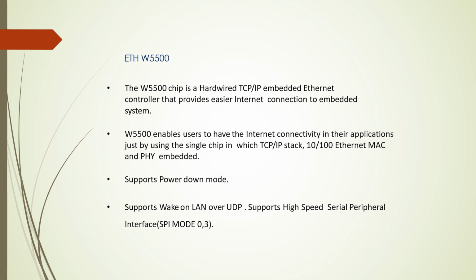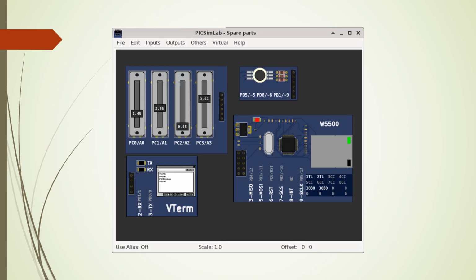Ethernet W5500 is a hardwired TCP IP embedded Ethernet controller that provides easier internet connection to embedded systems. W5500 enables users to have internet connectivity in their applications by using a single chip, in which TCP IP stack, 10/100 Ethernet MAC, and PHY are embedded. It supports power down mode, supports wake on LAN over UDP, supports high speed serial peripheral interface, and this is a screenshot of PixSimLab spare parts.